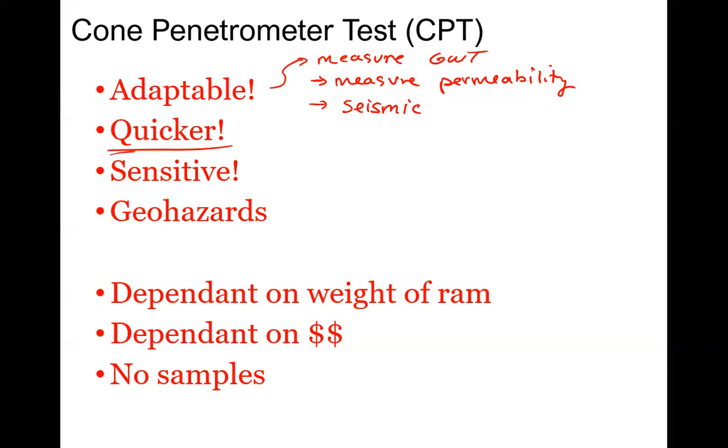It's quicker, which is super nice compared to the SPT. And it's much more sensitive. So for clays, with SPTs the N value will generally go to close to 0. But for CPT in clays, we could still have a value of about 10 TSF. So we can at least get some strength value and still estimate the tip resistance for that.